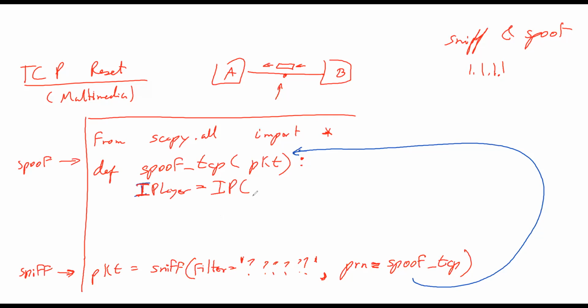We need to specify some parameters, and you can hard code them if you don't want to copy them, like the destination. Let's say it's going to your client. This is the multimedia one, so it should only be the client. So I will write here client IP.